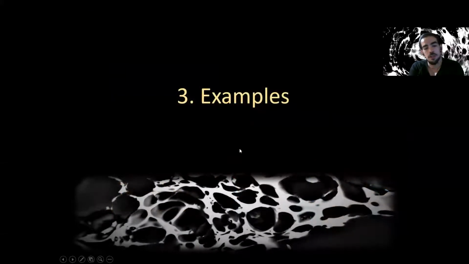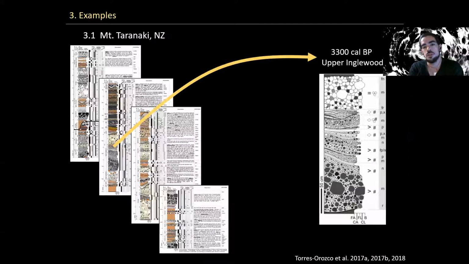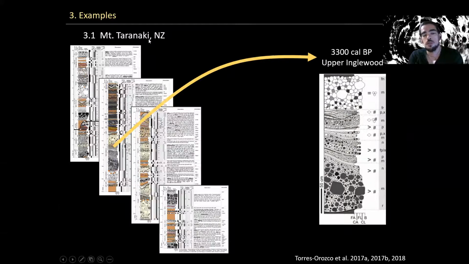Okay, now some practical examples of using microCT techniques. We're moving to Mount Taranaki in New Zealand. Mount Taranaki is a volcano that has erupted many large eruptions during the last 5,000 years. This is just one of them, and this one, 3,300 years before present, is special because it comprises a set of different layers of different types of rocks, which correspond to different eruption processes.